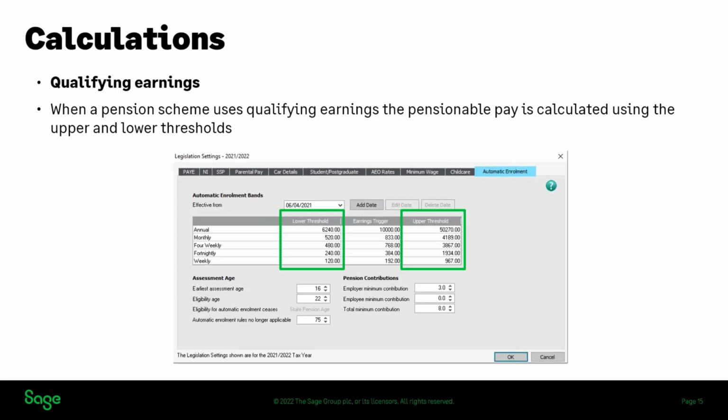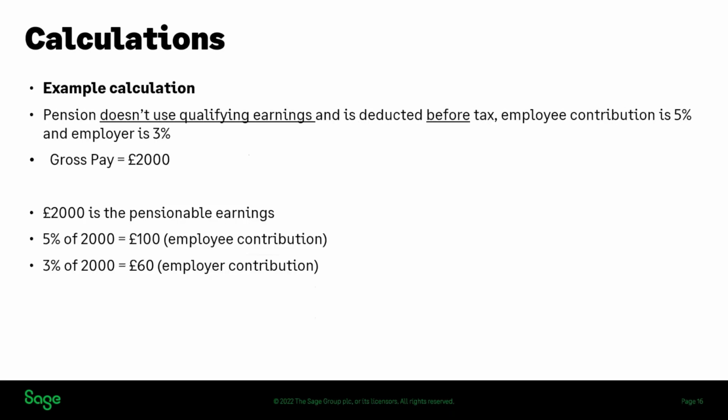One thing to be aware of, specifically this tax year, the lower thresholds used to match that of the national insurance thresholds. They no longer do. So the upper and lower thresholds for automatic enrollment are slightly different now to the national insurance ones. That was a good way to remember them last year, but that's not the case this year. So if you're ever unsure, just double check these legislation settings.